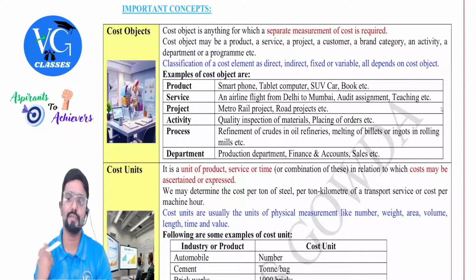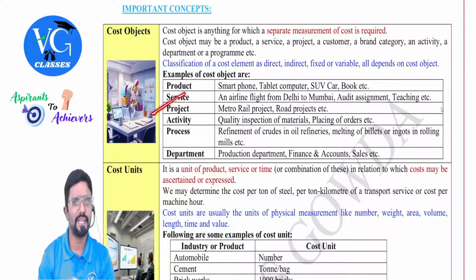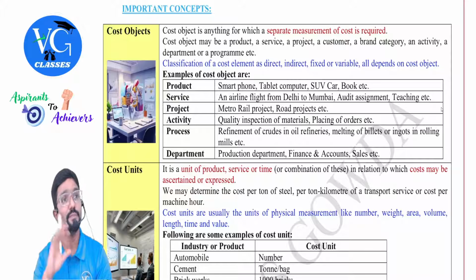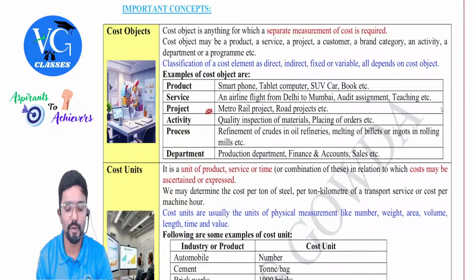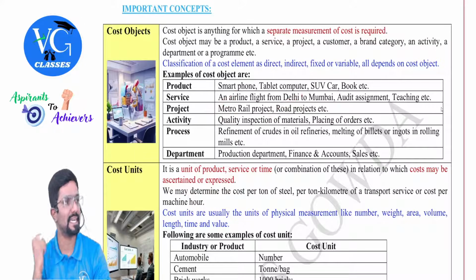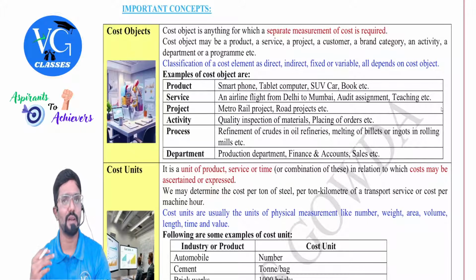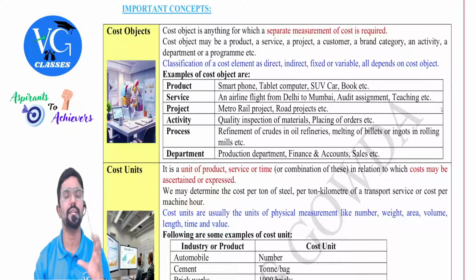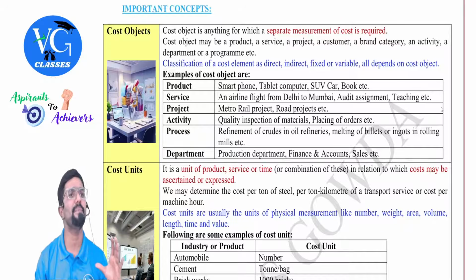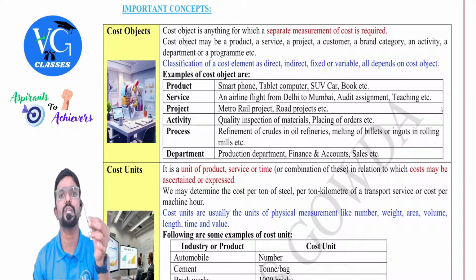Teaching, can we calculate the cost of it? Yes. So then project, any particular project we have received, which may take a number of years also, like metro rail project, road project, etc. Then activity, different activities performed in an organization. Can we calculate the cost of each of them? Yes, we will learn this in activity-based costing, where we will identify the different activities which are happening in the organization and what is the cost of each activity.